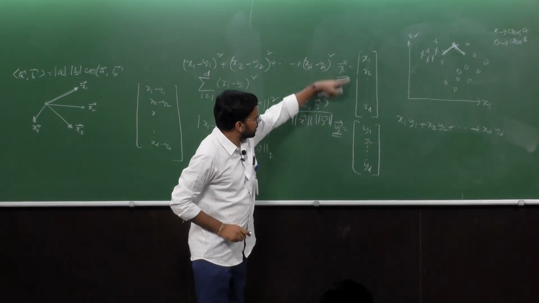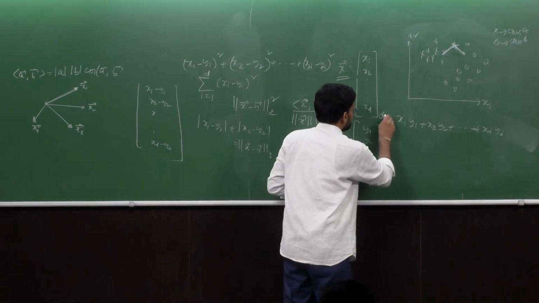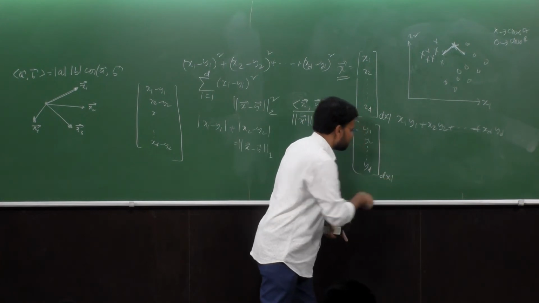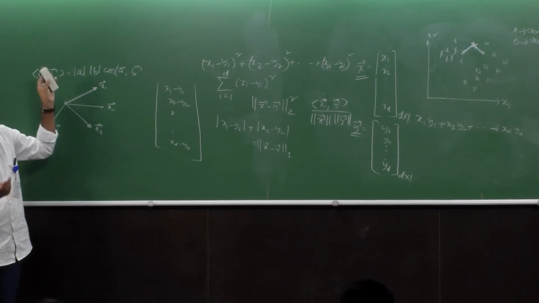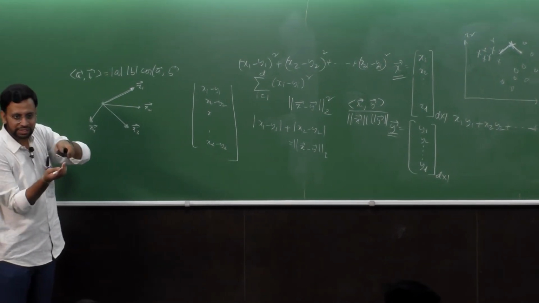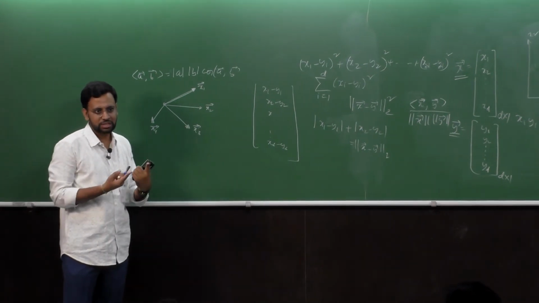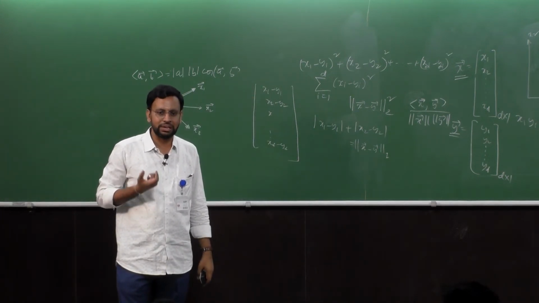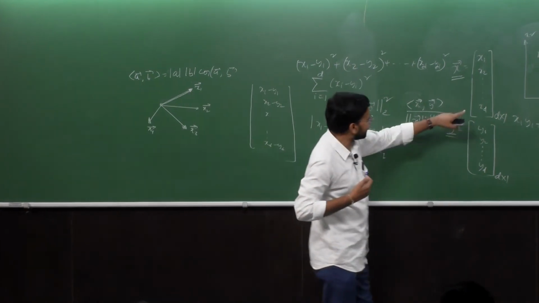What is the dimensionality of this? D cross 1. Of course, this is also D cross 1. Once you have two vectors in n-dimensional space and you project one onto the other, what is the dimensionality of the resulting value? The vectors are of the same size, of course, otherwise you won't do the inner product or dot product. What will be the resultant value? Will it be a vector or a scalar? It's a simple scalar.